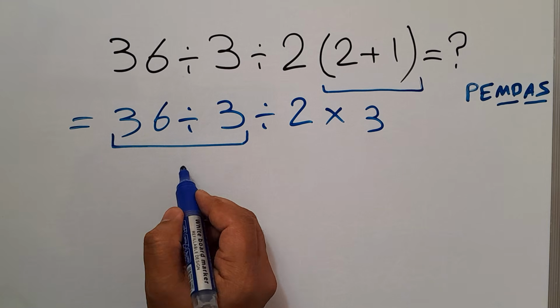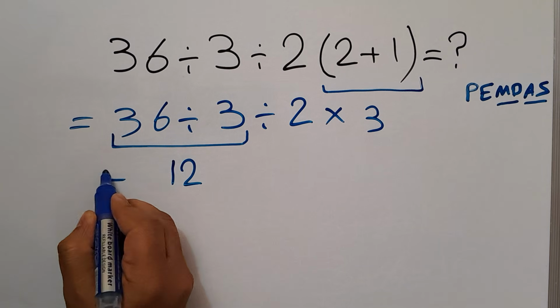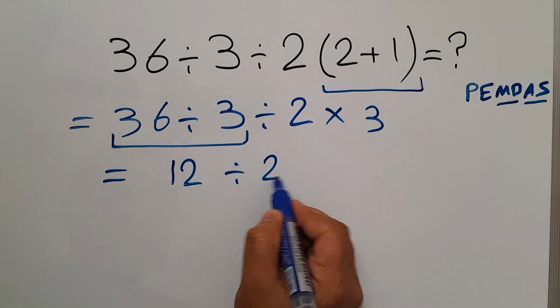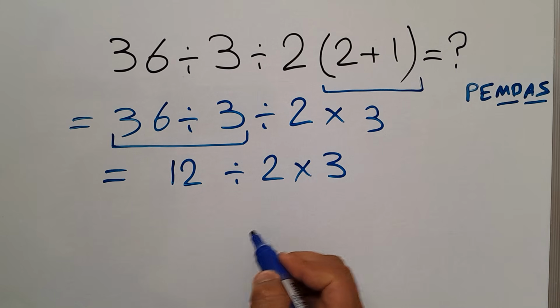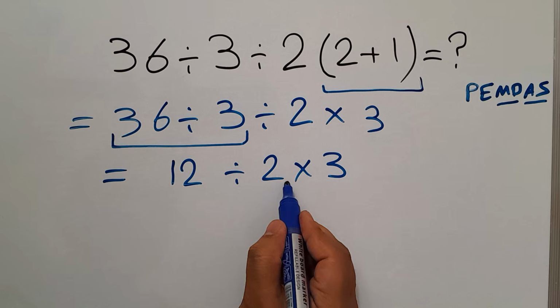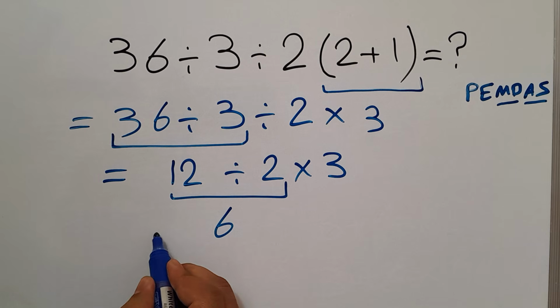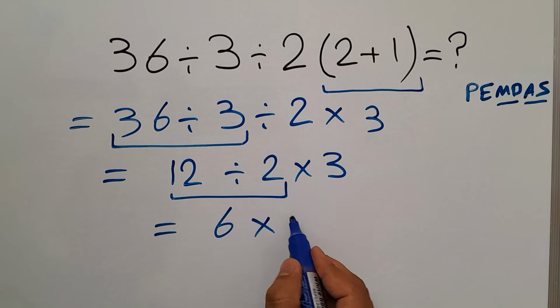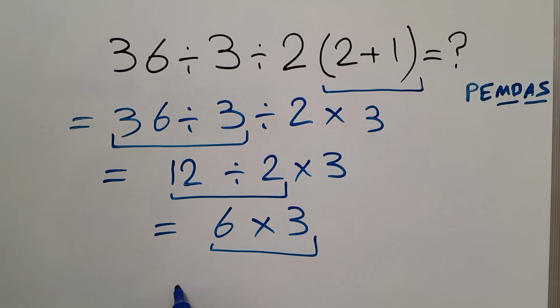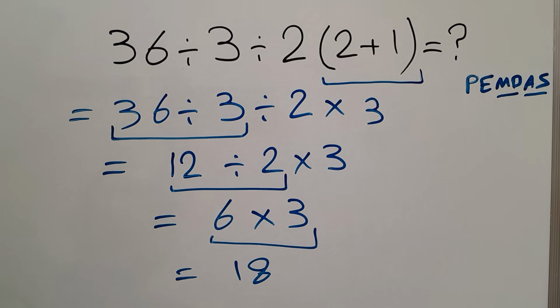36 divided by 3 gives us 12. So we have 12 divided by 2, then times 3. 12 divided by 2 equals 6. So 6 times 3, which equals 18. So our final answer to this problem is just 18.